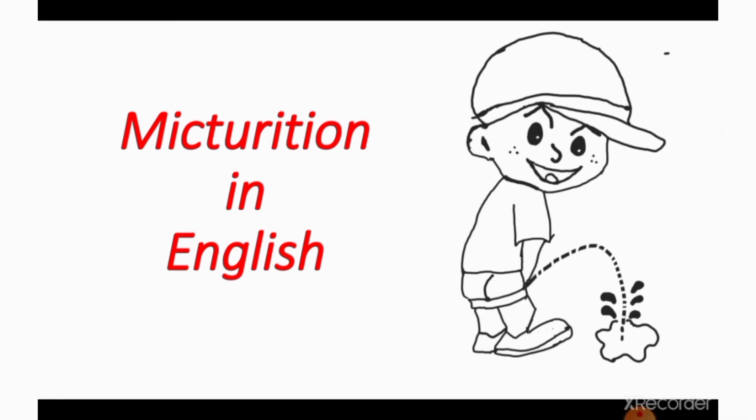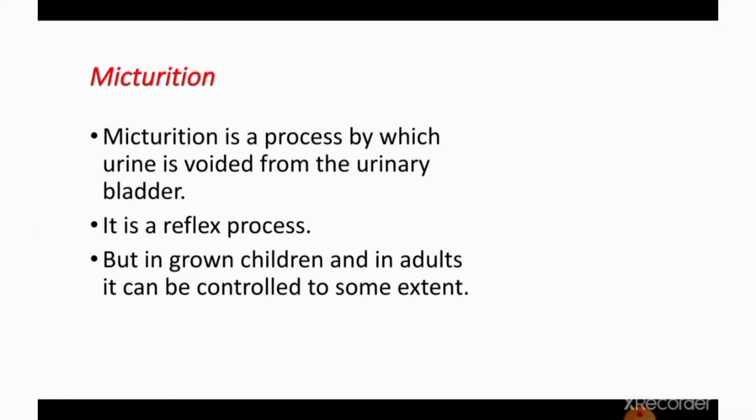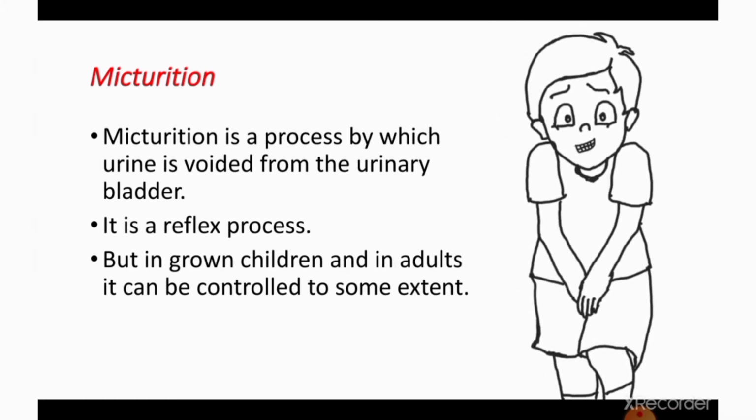In this video we will be learning about micturition. The process of urination is called micturition. It is the process of urine getting out of our body from the urinary bladder through the urethra. It is a reflex process. That is, urination is not under our control. It is an automatic process.